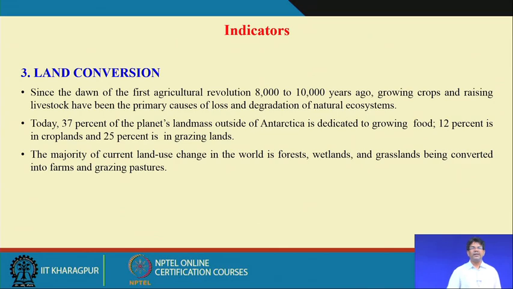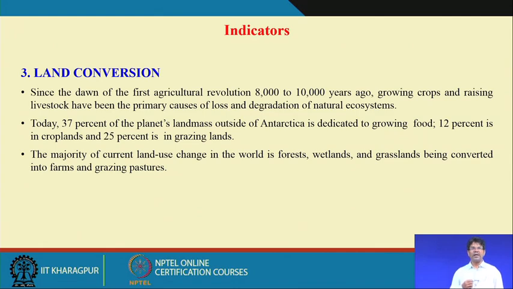Next one is land conversion. Since the dawn of the first agricultural revolution 8,000 to 10,000 years ago, growing crops and raising livestock have been the primary cause of loss and degradation of natural ecosystems. Today around 37% of the planet's land mass is dedicated to growing food, of which 12% is for croplands and the remaining 25% is grazing land.